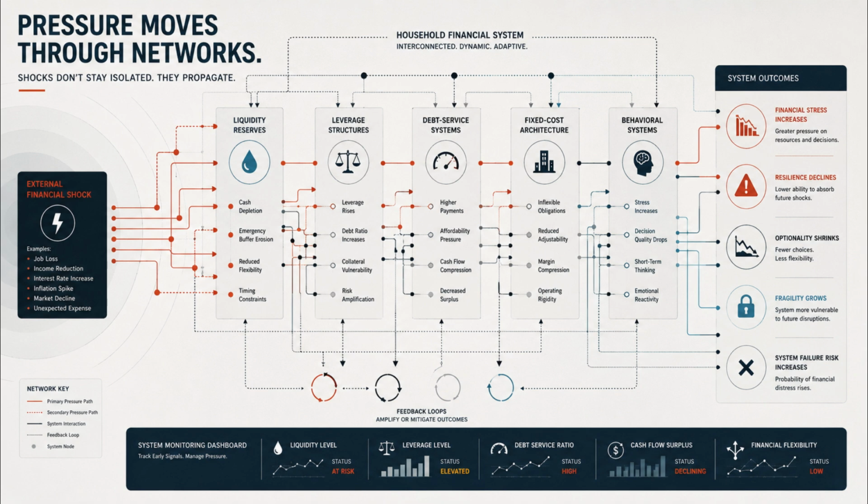Pressure rarely stays isolated. A small disruption, like inflation, job loss, rising interest rates, unexpected repairs, or declining income, often spreads throughout the entire system. Weak liquidity may increase borrowing. Borrowing increases leverage. Leverage increases fragility. Fragility increases stress. And stress reduces decision quality. And eventually, the entire structure begins destabilizing. This is why highly leveraged systems often appear stable, until suddenly they are not.